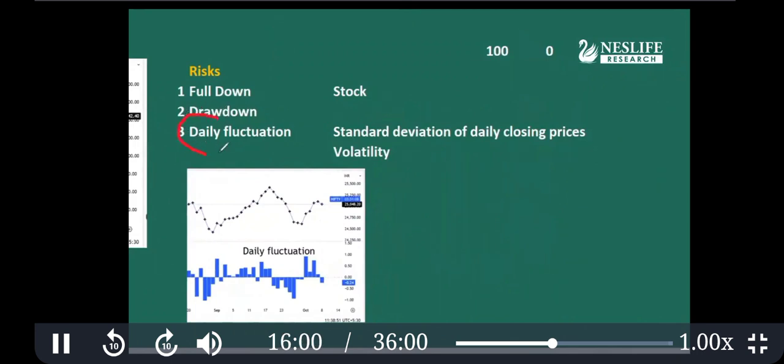Daily fluctuation is measured as a standard deviation of daily closing return or prices. Let me say daily return. Return means daily change, and it is called volatility. Okay, so write down: volatility is annualized. I'll explain what annualized means as well.